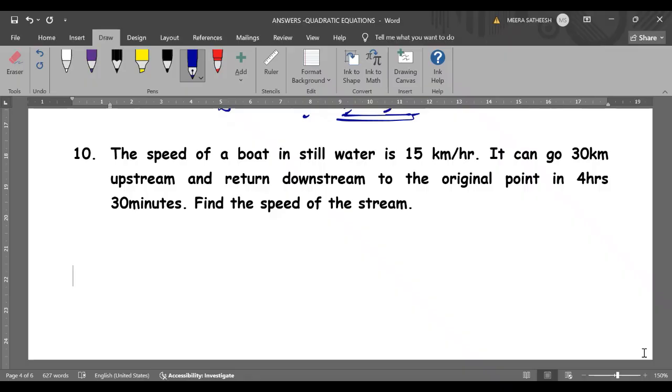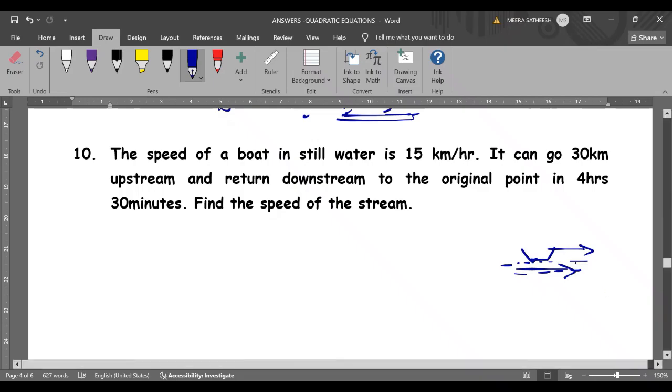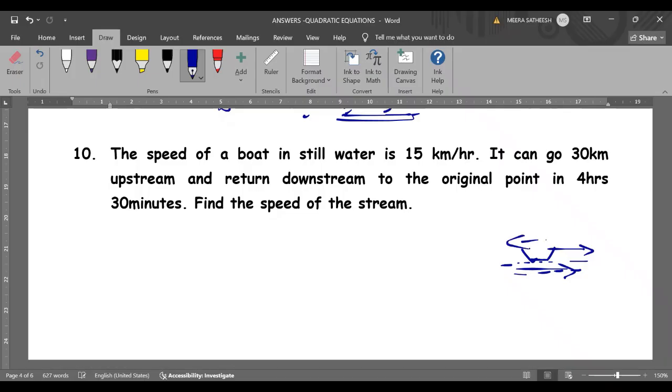So downstream means, I'll explain that. When a boat is moving on water, if the water is flowing in this direction and the boat is also moving in the same direction as the stream, then the combined speed will be both added. That means the speed of the boat will be added with the speed of the stream. So easily it can go, it will go fast. But upstream means the stream is in this direction, and the boat is moving in this direction. So it is a little difficult.